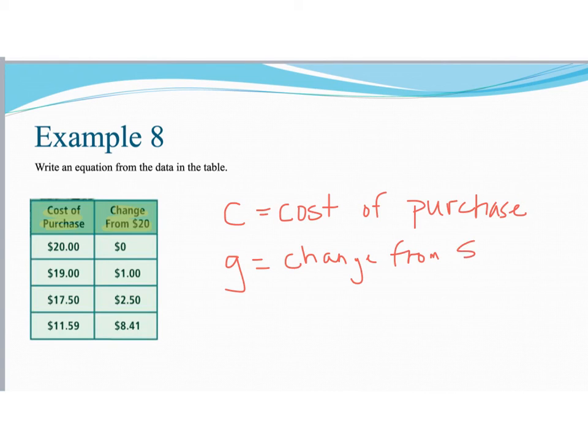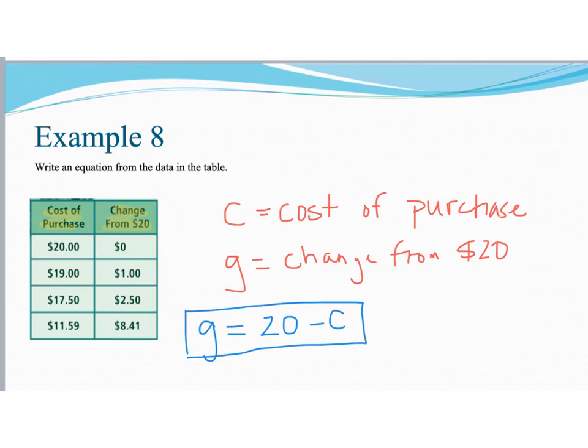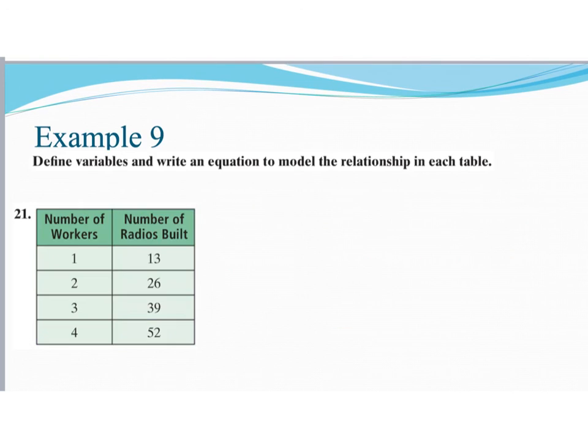from a $20 bill. So when I go to write this equation, I know that I'm trying to find out the amount of change that I get. So that means change is equal to, I'm starting out with a $20 bill, and then I'm going to be taking away the cost of my purchase. So 20 minus C. So here I can see that the amount of change I get back is equal to my $20 bill minus the cost of my purchase.